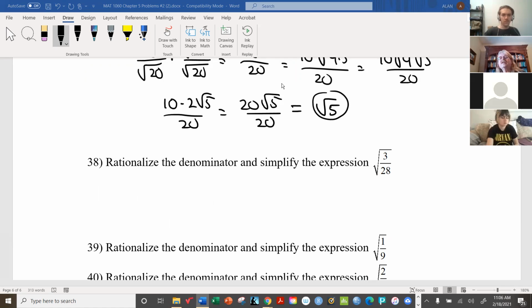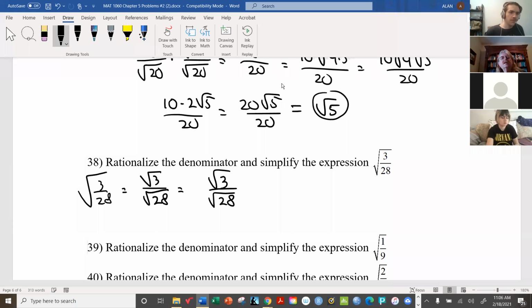Now, what I was going to say here is that for this one, we should rewrite it like this first. 3 over 28 is this expression. Now we can rationalize it by multiplying both the numerator and the denominator by the square root of 28. So 3 times 28 is 84.